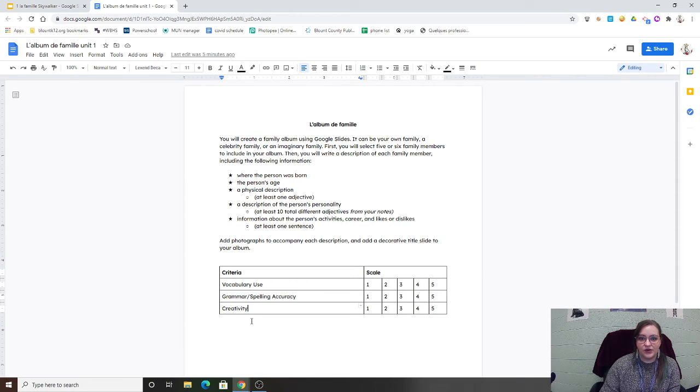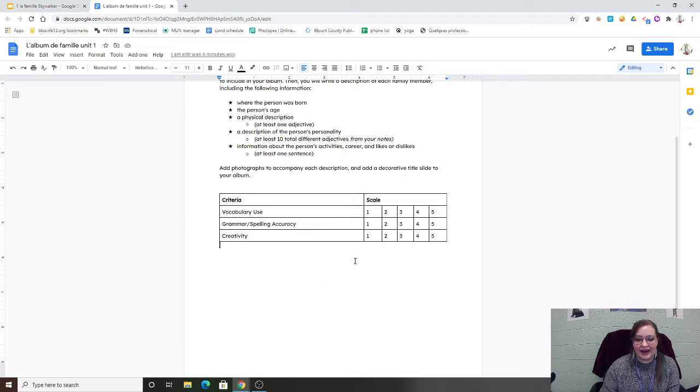Is it presentable? Did you include photographs? Did you include a title slide? Just, is it nice? You can also get some points here if you do a fun fictional family. But mostly it should look presentable. It should look nice. And the scale is 1 through 5, but this assignment is 45 points. So just imagine these are tripled, so you can get 15 points, 15 points, 15 points.